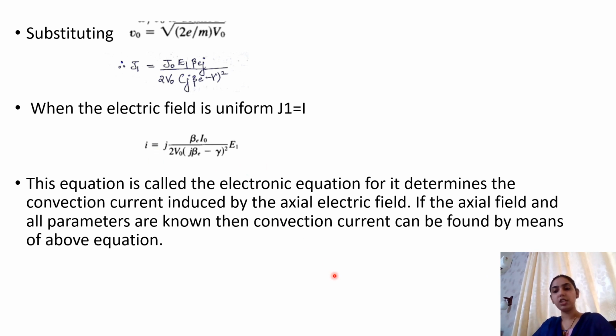So in this section we have analyzed how a convection current I can be obtained. We have used the basic theorem about the law of conservation of charges. We have found a relationship connecting our J and J0 and assumed that this current density J will be equal to the convection current I. Thus, we have now understood how the convection current induced by an axial electric field occurs in the travelling wave tube.